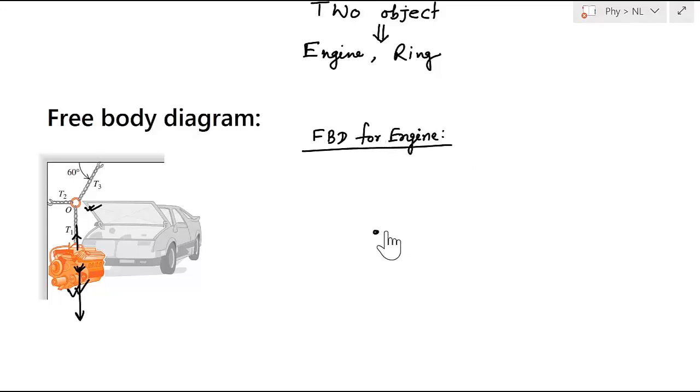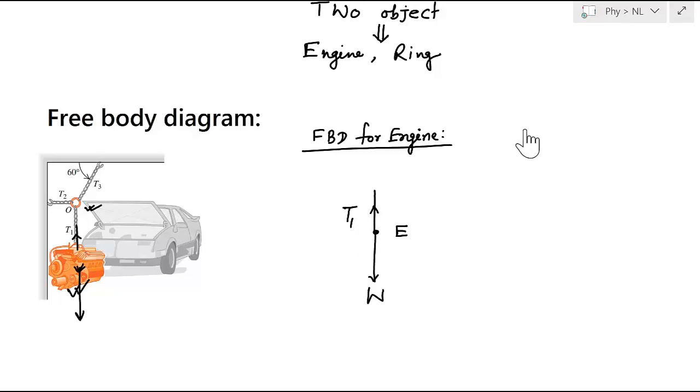So this point denotes engine, and this weight is acting in the downward direction. Let's say mass of this engine is m. Basically weight of the engine is given, so simply we can write W. So that is acting in the downward direction, and the tension force is acting in the upward direction, and this tension force is T1. So this is the free body diagram of engine.